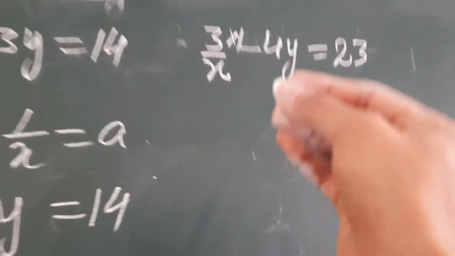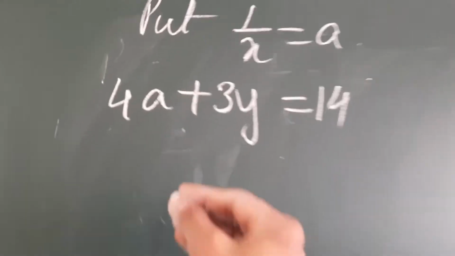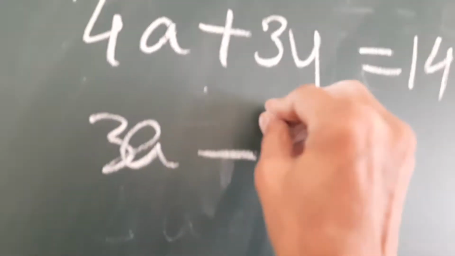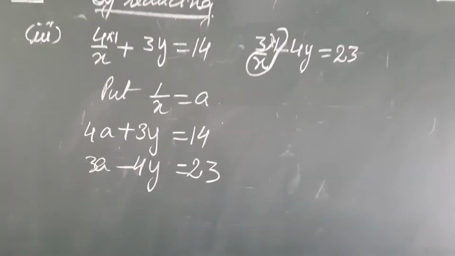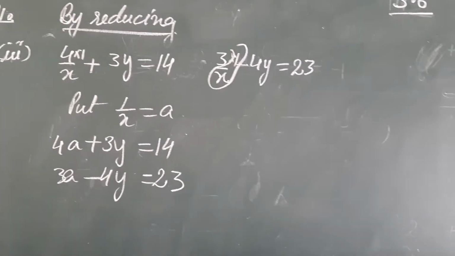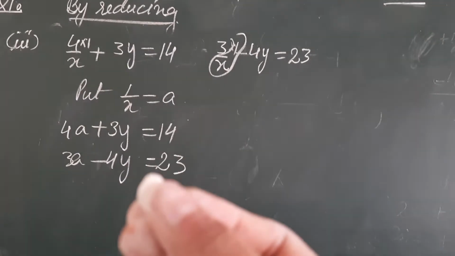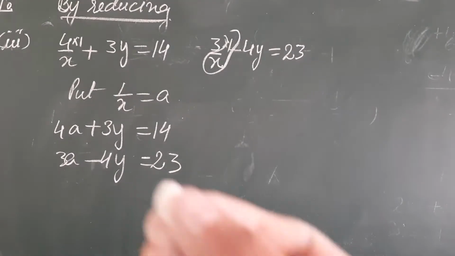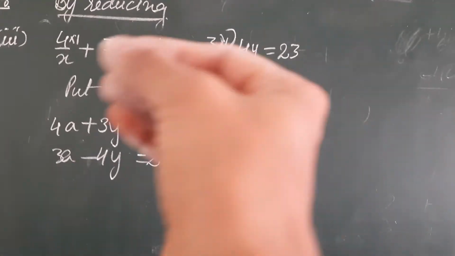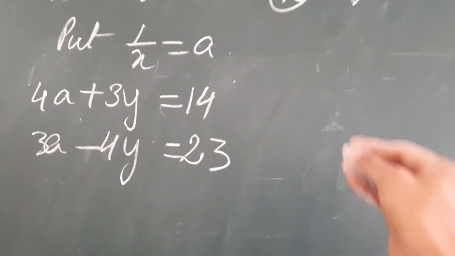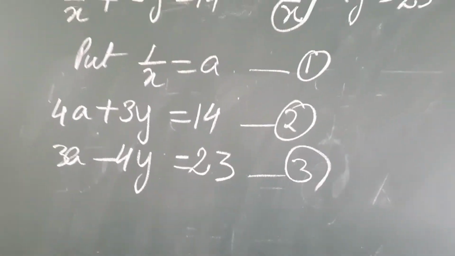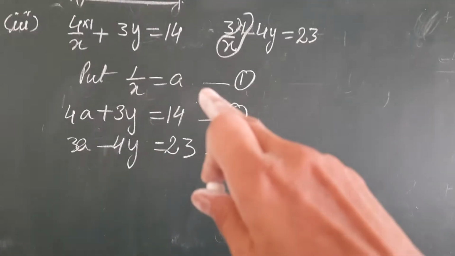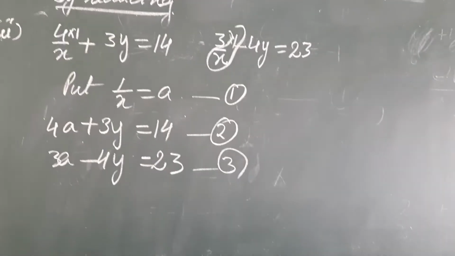and the second equation will become 3, this will be put as a, 3a minus 4y is equal to 23. So dear students, solve it by elimination method. From there you will get a and y. Y is the original answer, but to replace a by x, put it in the first equation. And now do it yourself. Try this part yourself. Put the value of a in the first equation, you will get the value of x.